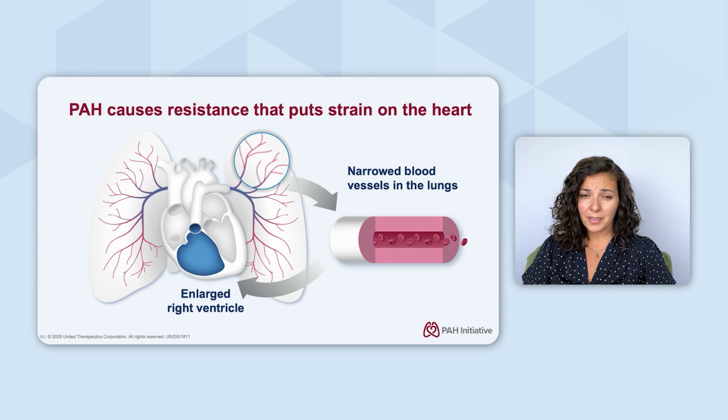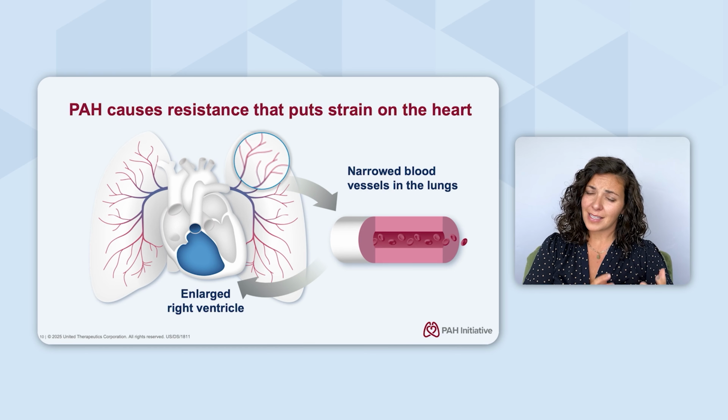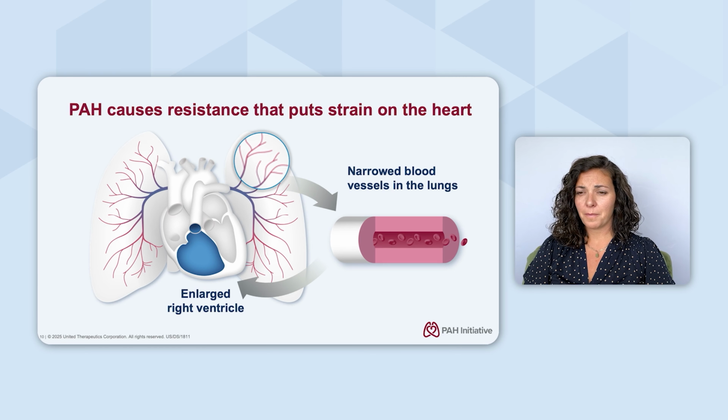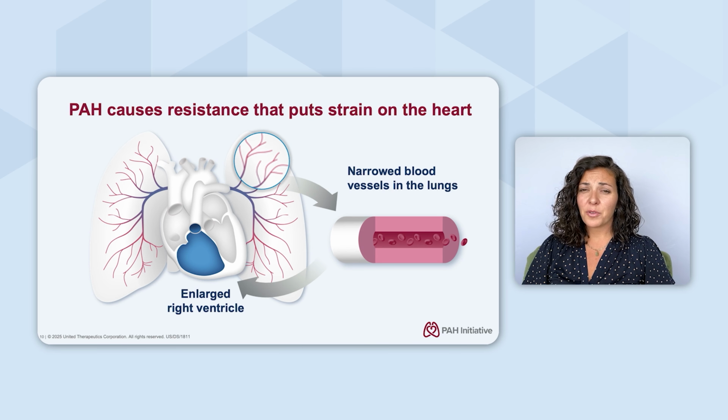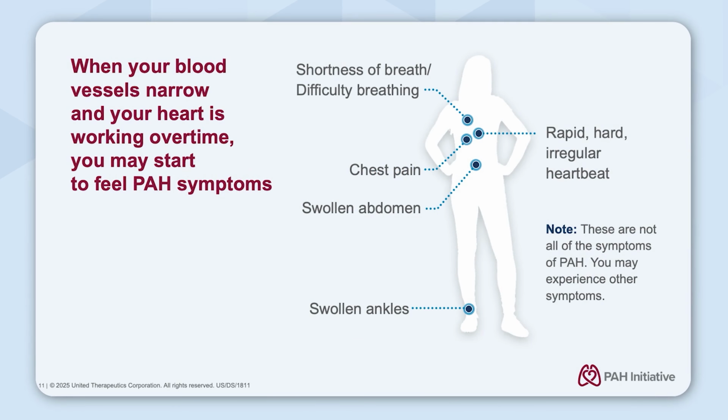And why does it matter? Well, because when PAH causes resistance, remember, this puts strain and stress on the right side of the heart. So those narrow blood vessels in the lungs tighten, and the right side of the heart is pushing against that high resistance. And as it does, it will start to stretch, and now it's trying to do its job all the way out here.